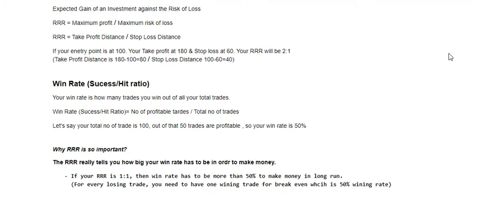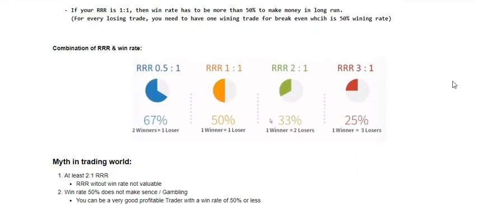So it means that looking at your RRR, you need to decide what should be my win rate, or at least what should be my win rate to touch the break-even. So in order to make money, your win rate has to be more than that. So now what I did here, I just created 4 scenarios, which show the combination of RRR and win rate, so that you can make money. There are 4 different scenarios. I just made it for you guys.